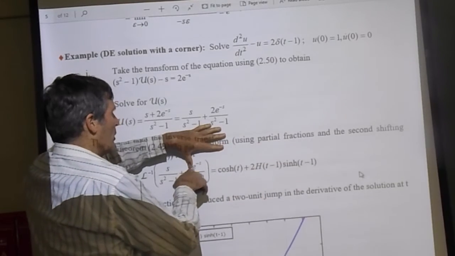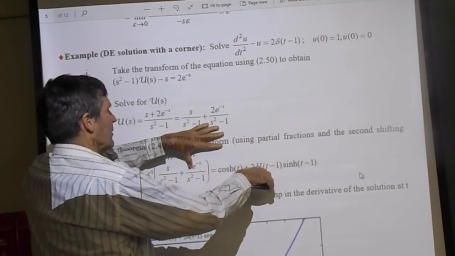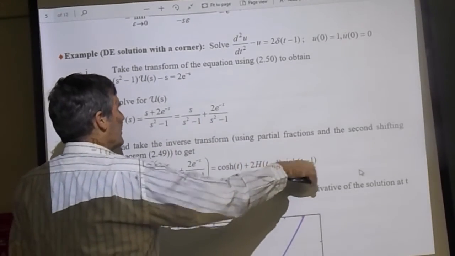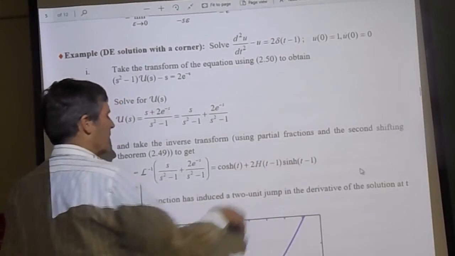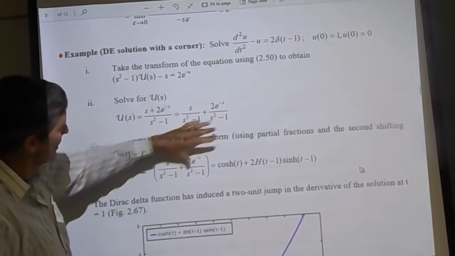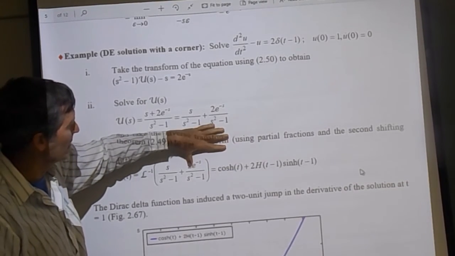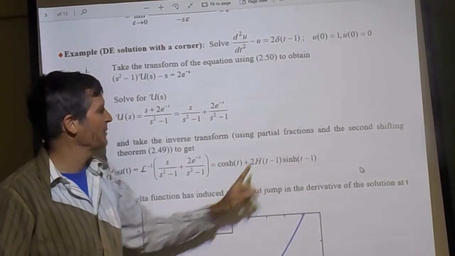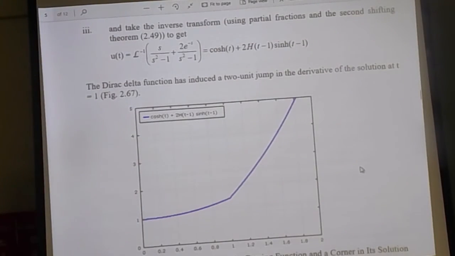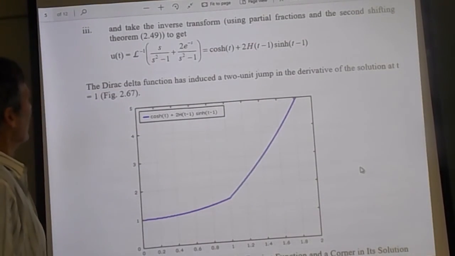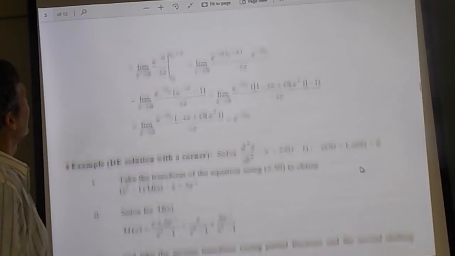But if it also multiplies e to the minus s, I have to replace t with t minus 1 and multiply by h of t minus 1 by the second shifting theorem. So say there's the transform of twice sinh, e to the minus s shifts it and multiplies by h of t minus 1. Look at what happened here. This is kind of interesting, actually.